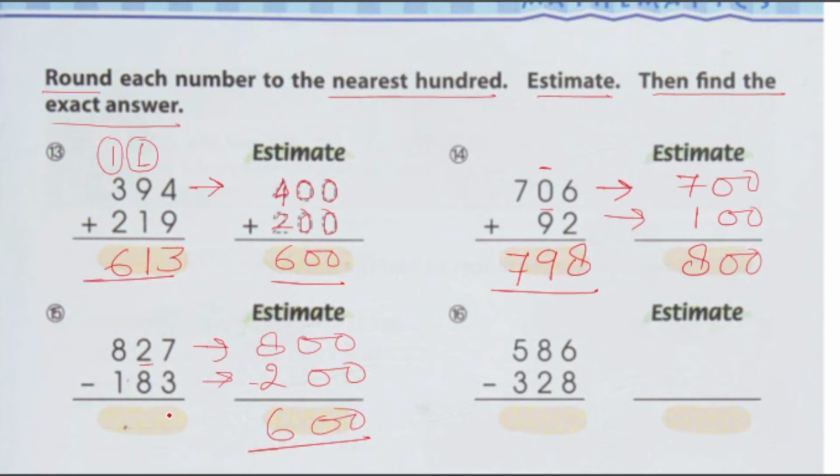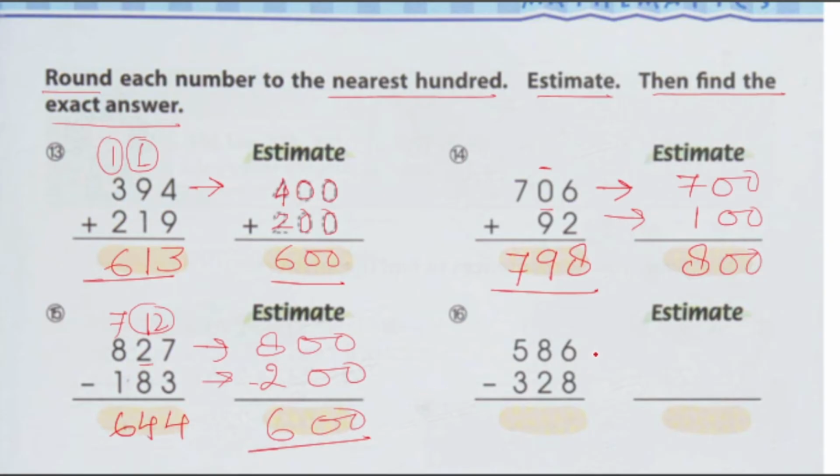Now 7 minus 3 is equal to 4, and we can't subtract 8 from 2, so we will borrow 1 from this side. It will become 12 and it will reduce to 7. So 12 minus 8 is equal to 4 and 7 minus 1 is equal to 6. So there is a big difference.